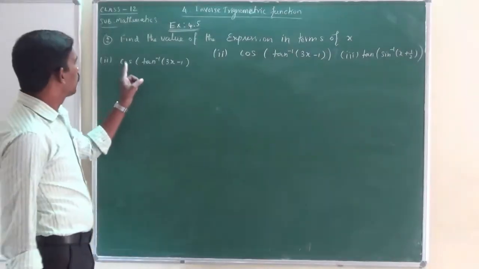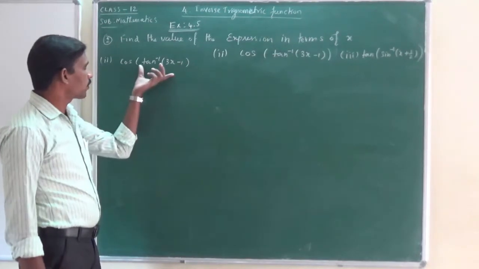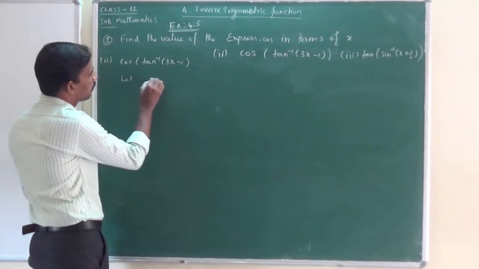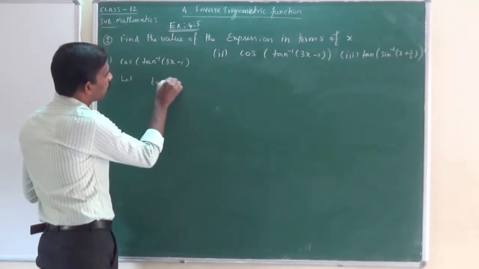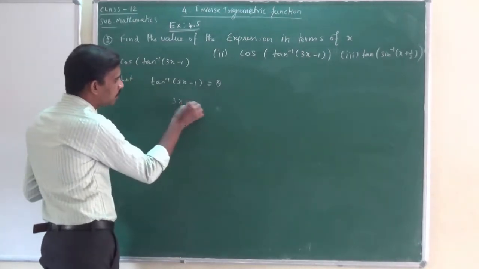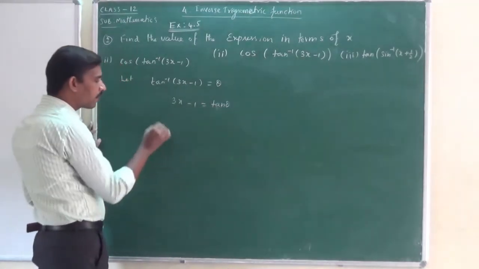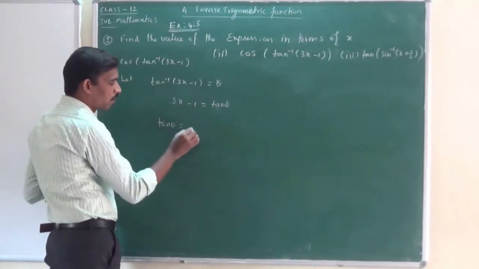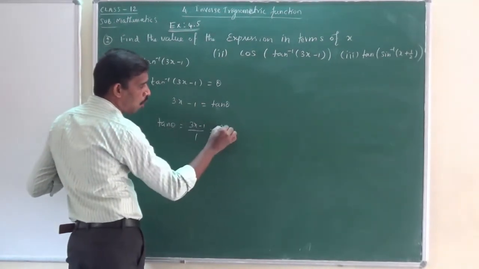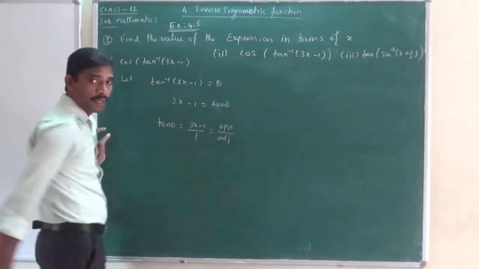Now the second one, cos of tan inverse of 3x minus 1. First itself we have to take the inside of the bracket as theta. So tan inverse of 3x minus 1 is equal to theta. So what about 3x minus 1? This tan inverse goes to the other side, so it should be tan theta. Now tan theta we can write as 3x minus 1 by 1, which is nothing but opposite side divided by adjacent side.